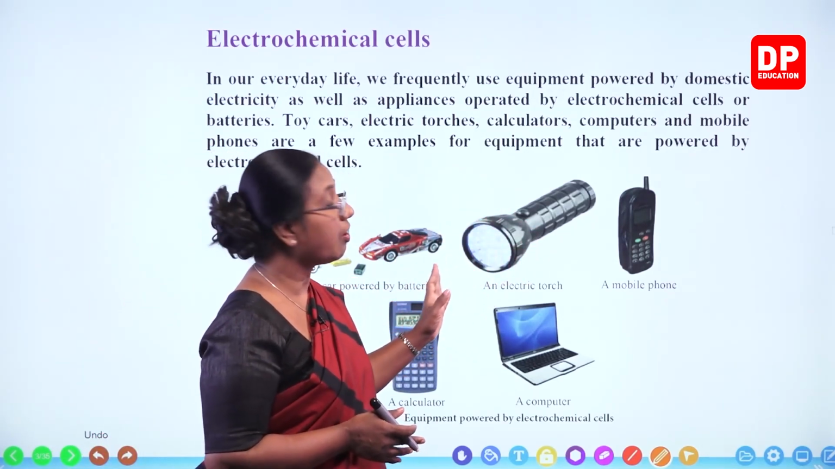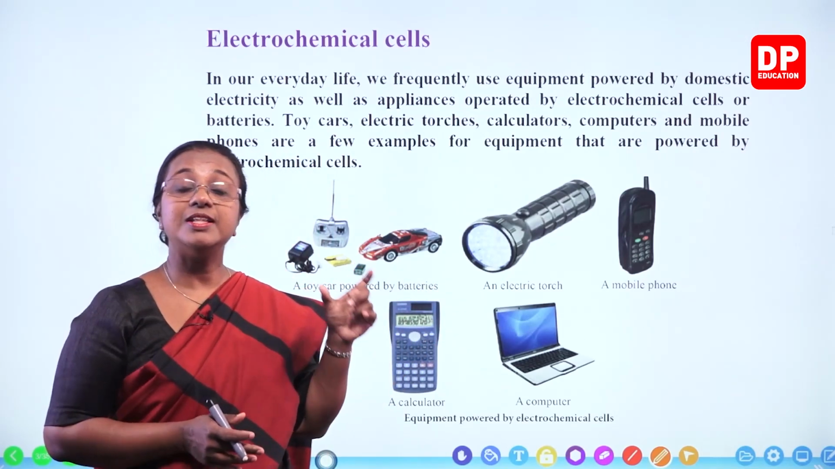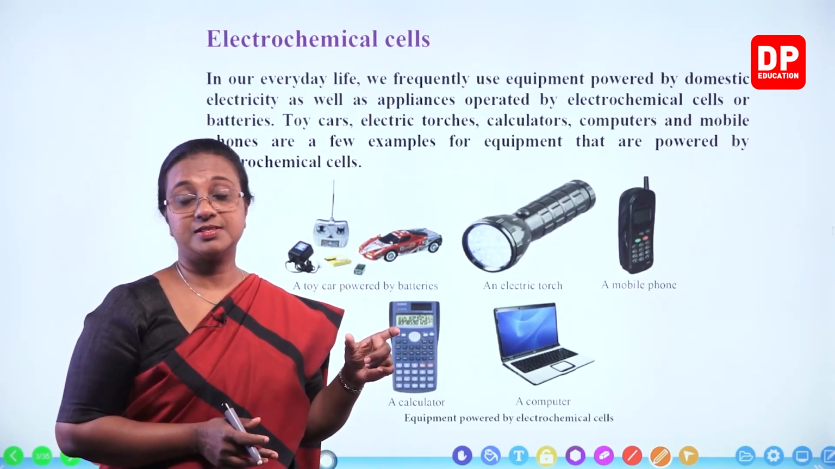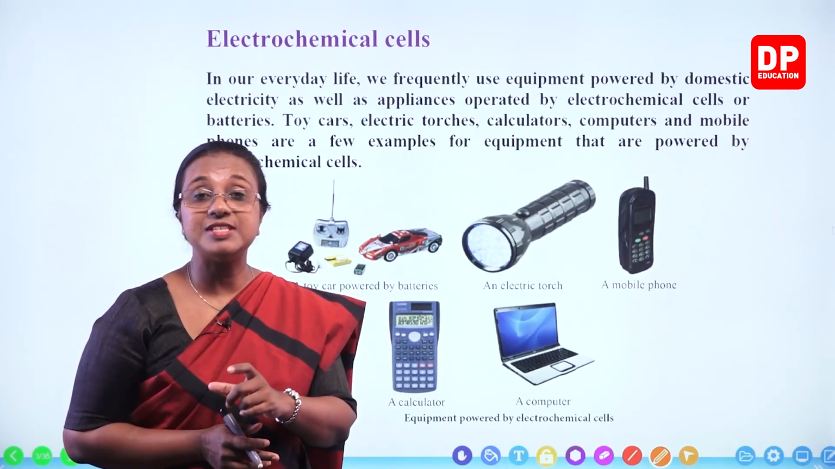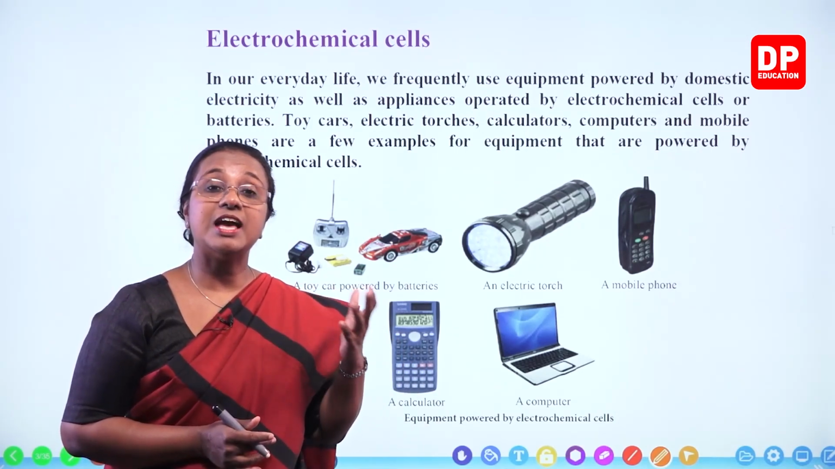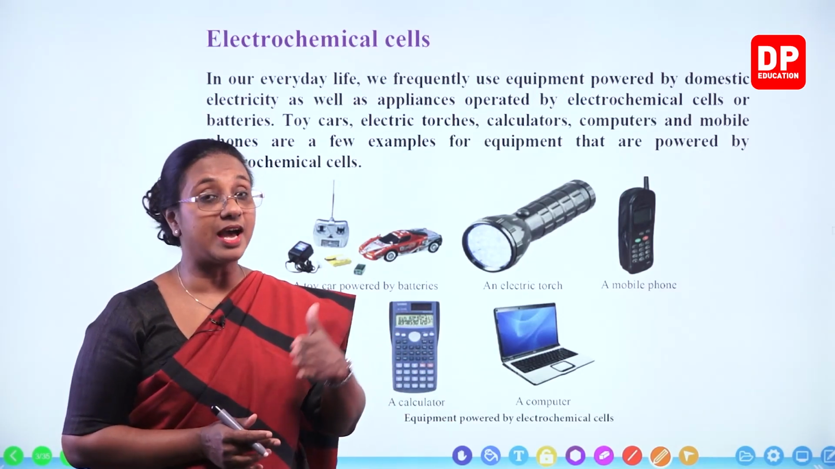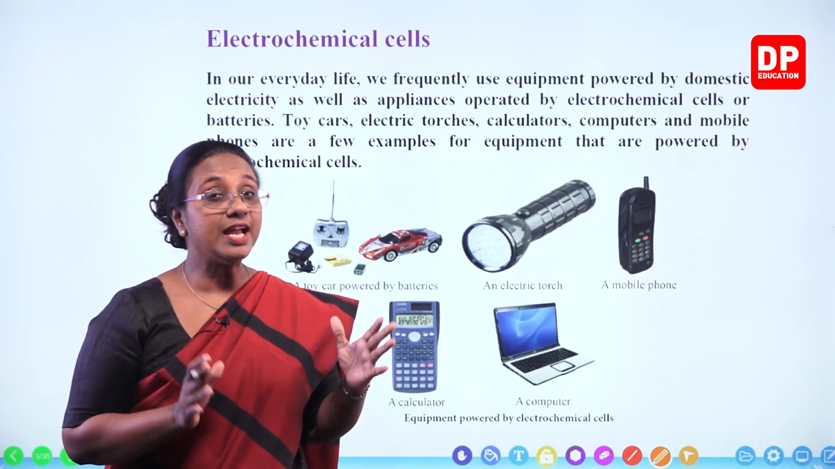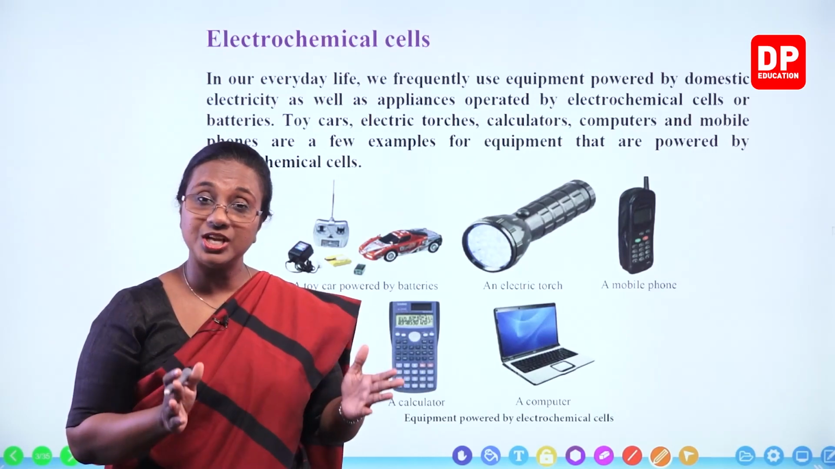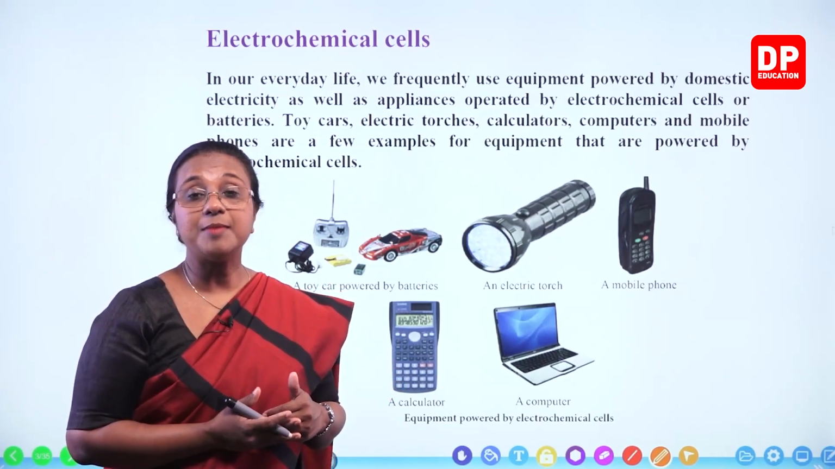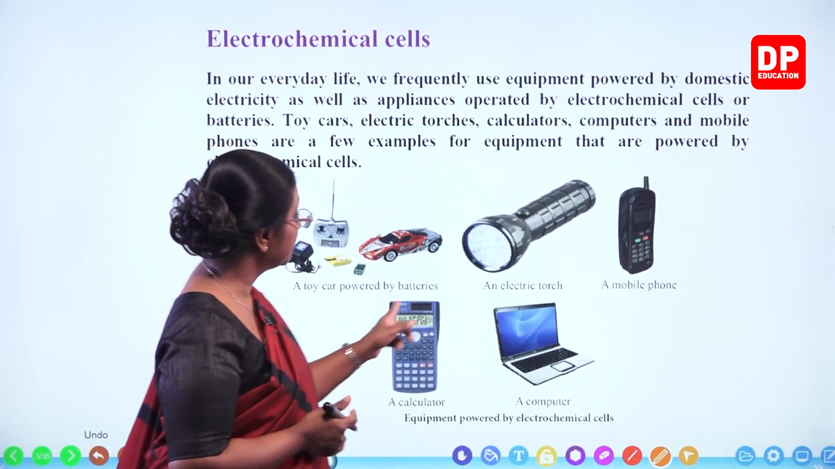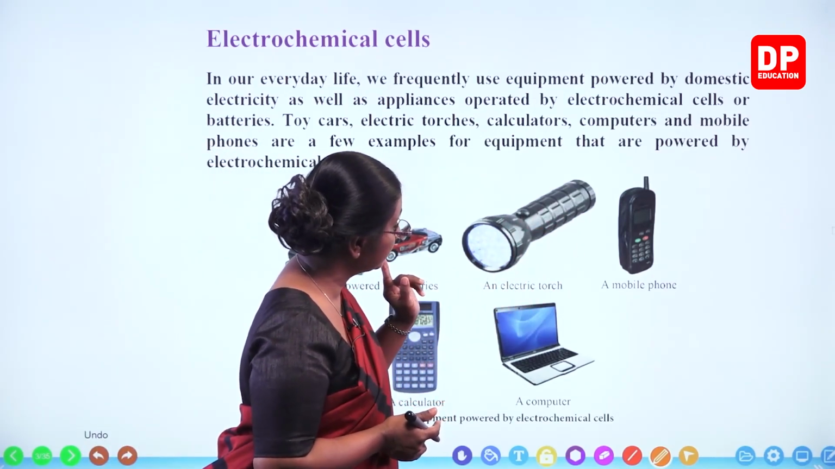Then an electric torch. Now you all are familiar with different sizes of batteries. A size, AA size, AAA size, like that you have seen different sizes. Then we have 1.5 volt batteries, 9 volt batteries. Like that you have seen different sizes, shapes and the different voltages that are produced by those batteries. So here the electric torch uses batteries.